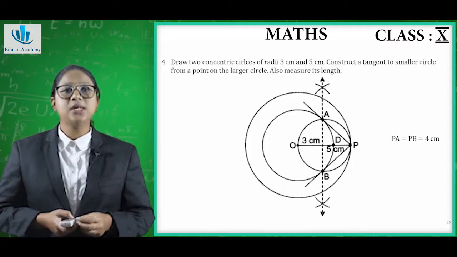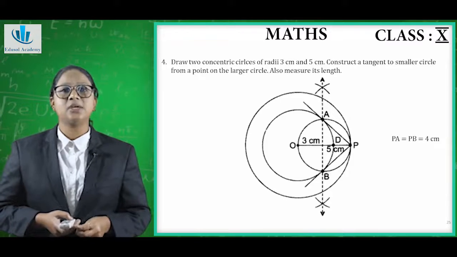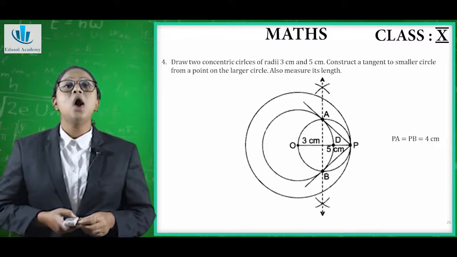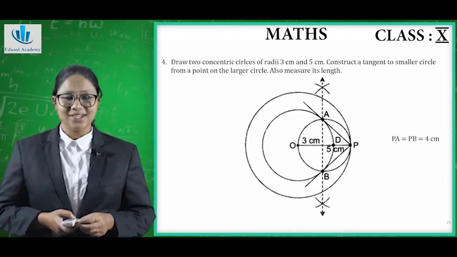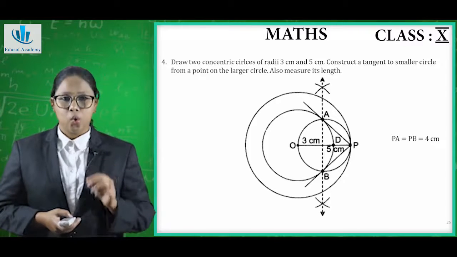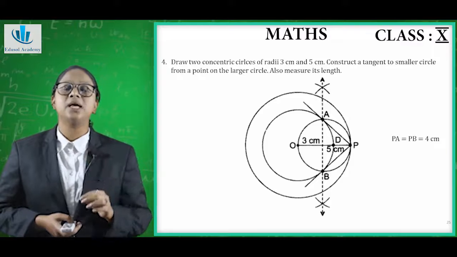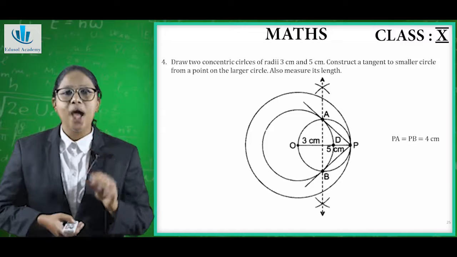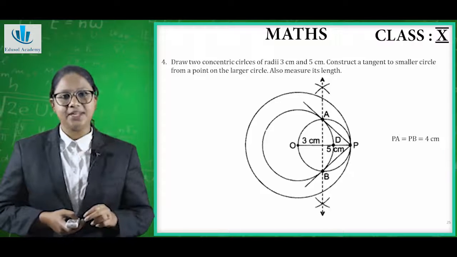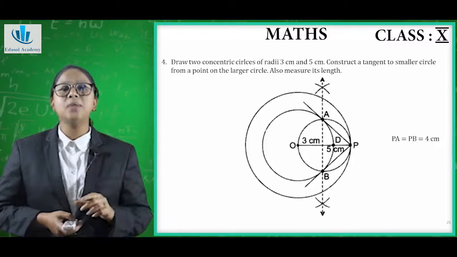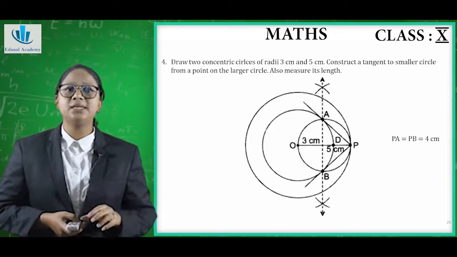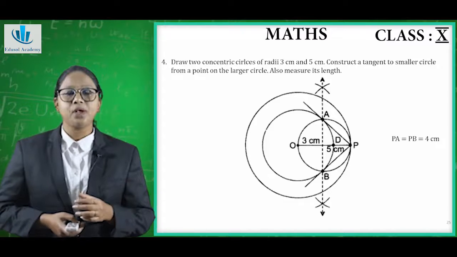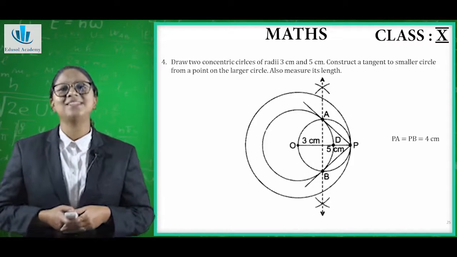Draw 2 concentric circles of radii 3 centimeter and 5 centimeter. Construct a tangent to the smaller circle from a point on the larger circle. So we shall begin with O. A center O has to be fixed because we have to construct concentric circles. So with O as center and 3 centimeter radius, we shall draw the smaller circle, and with the same O as center and 5 centimeter radius, we shall draw the next circle. So we got the set of concentric circles.